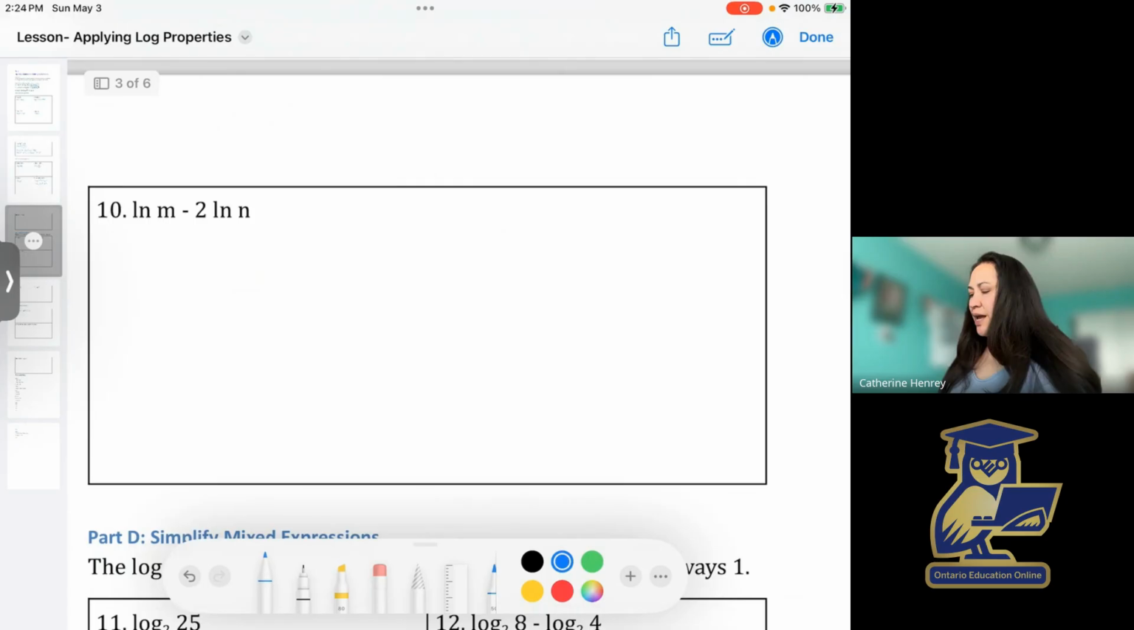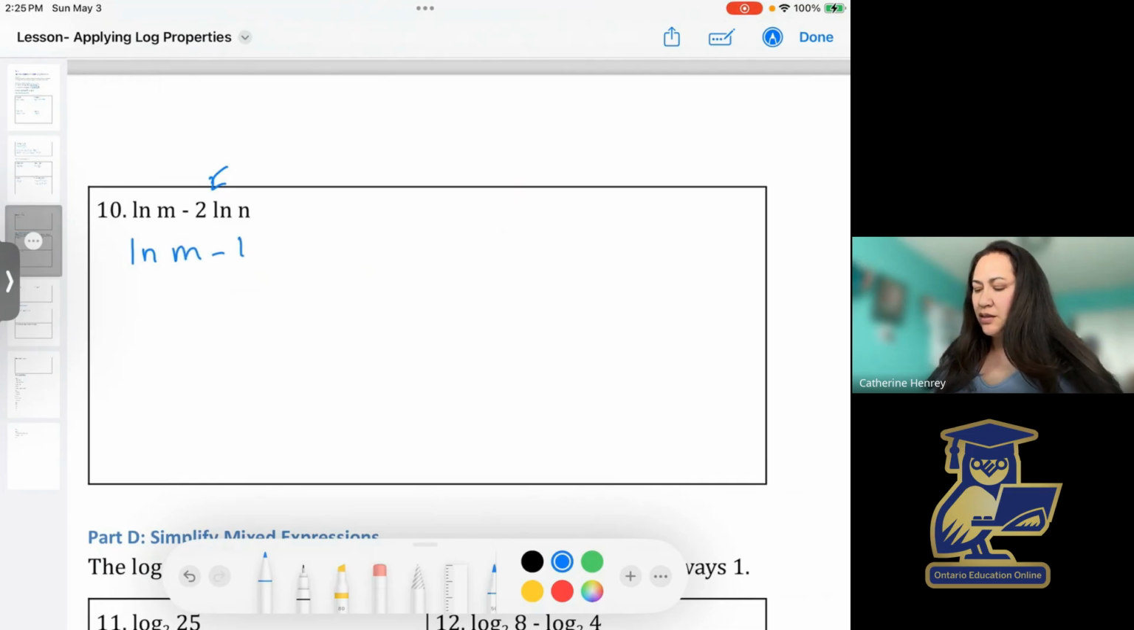Here we're working with the natural log, but it's subtraction. But let me go ahead and do this exponent rule first. So I'll have the ln of m minus the ln of n squared. Now we have subtraction, so we use our quotient rule, and this is the ln of m divided by n squared.